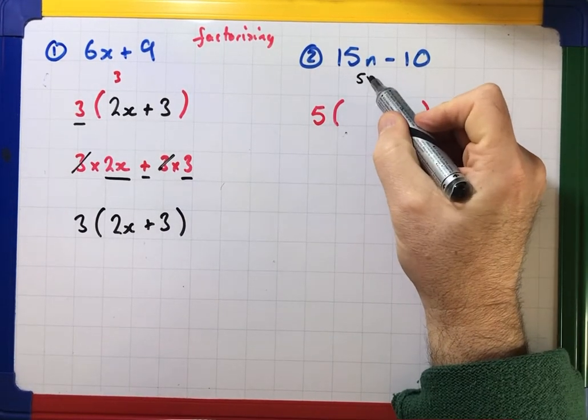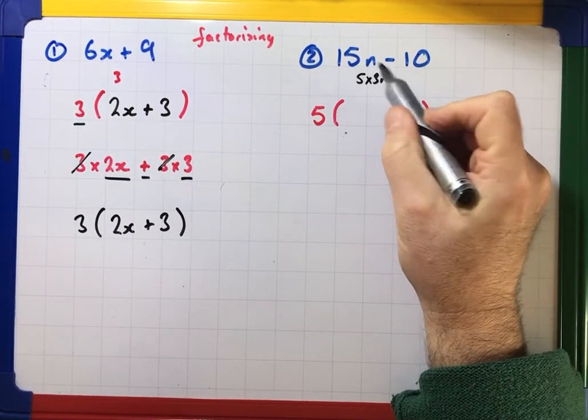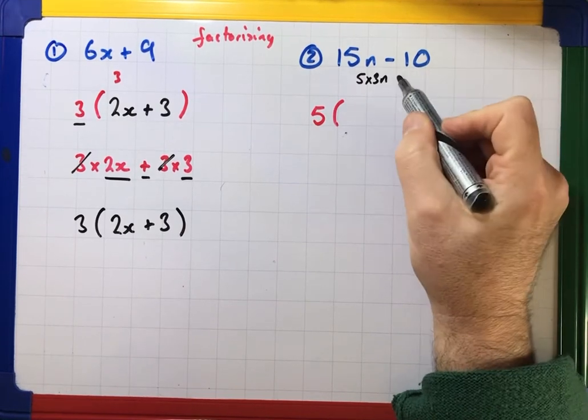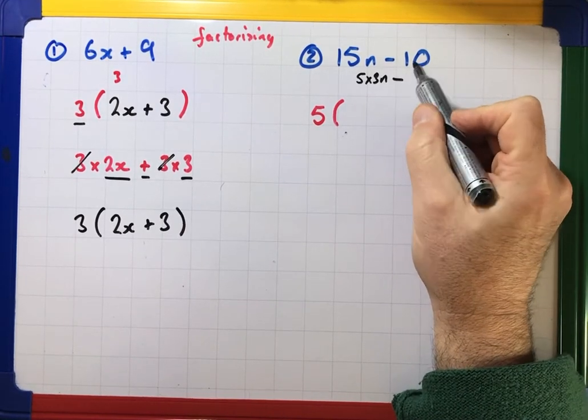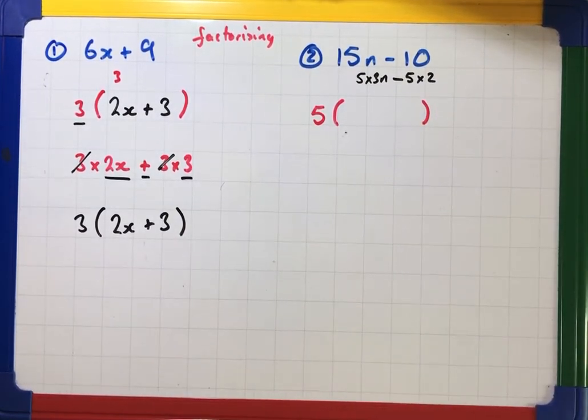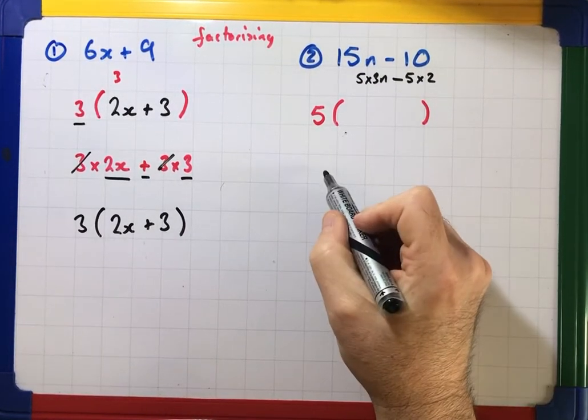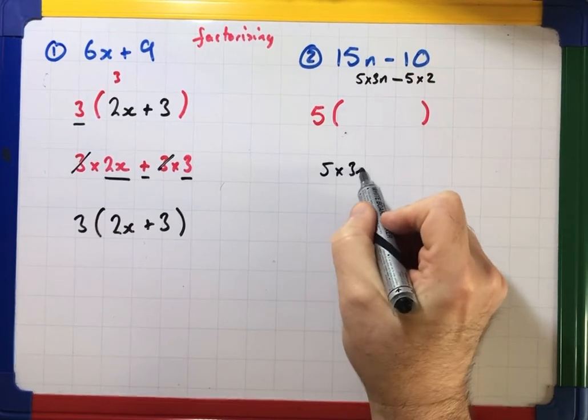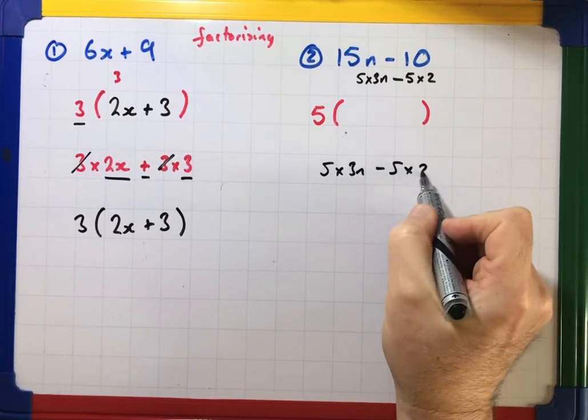But look, 15n is 5 times 3n, because 15 is 5 times 3. Minus 10 is 5 times 2, isn't it? So I'll write it down here if you like. You've got 5 times 3n minus 5 times 2.